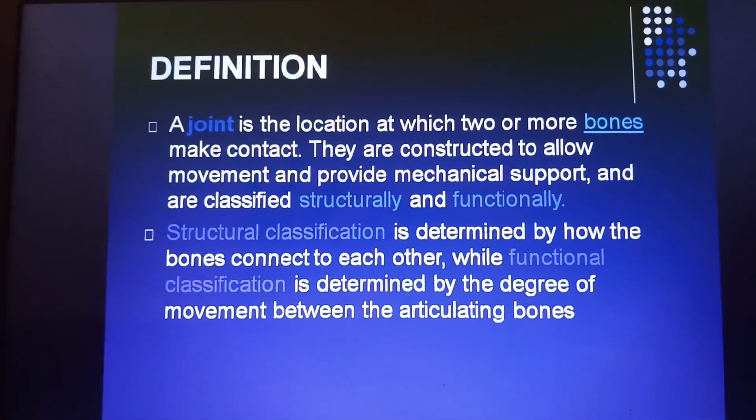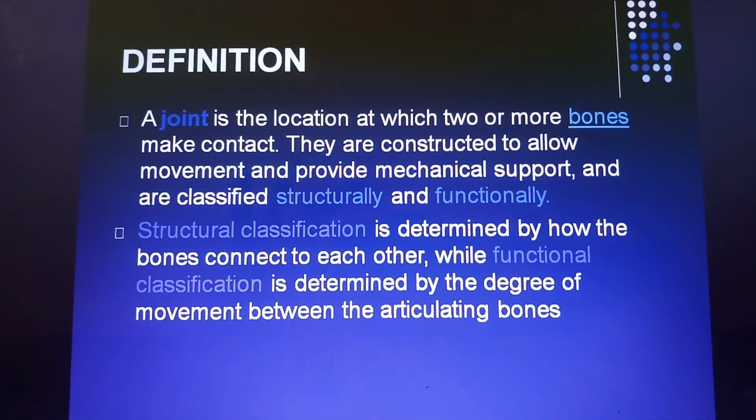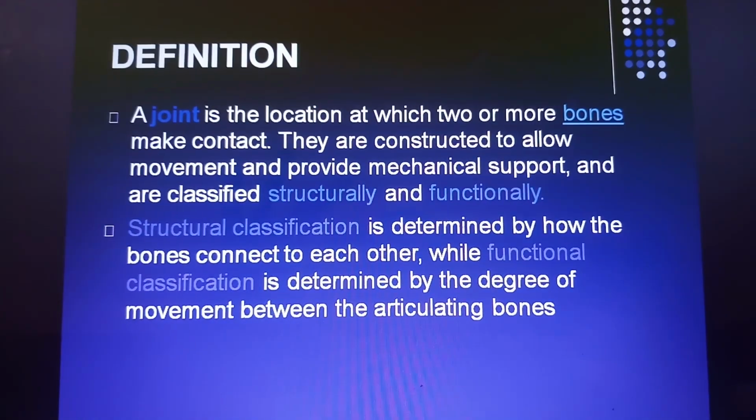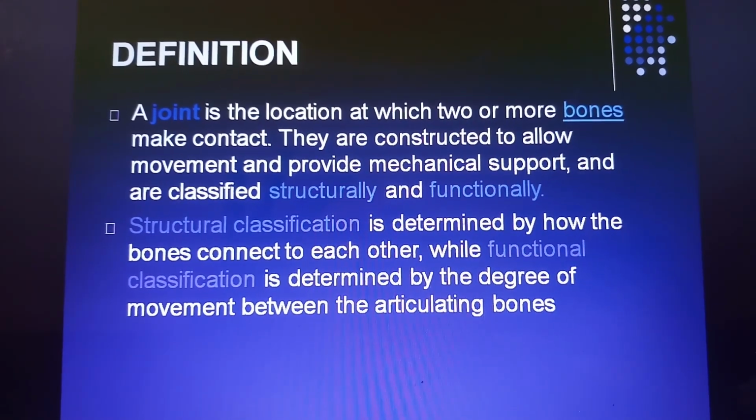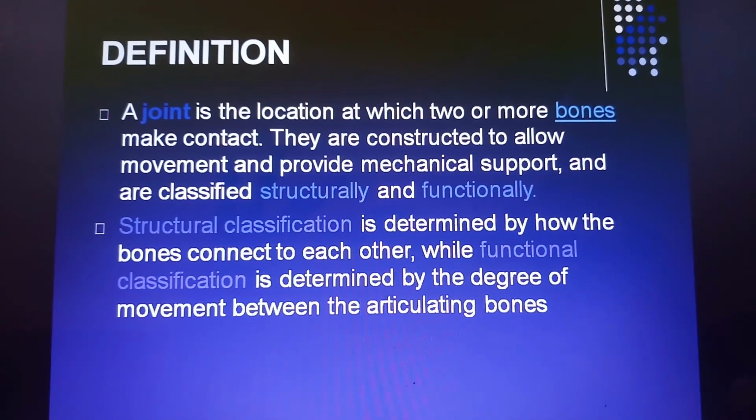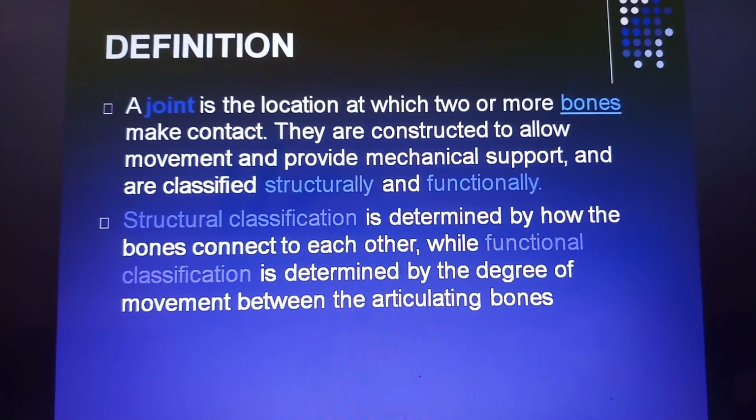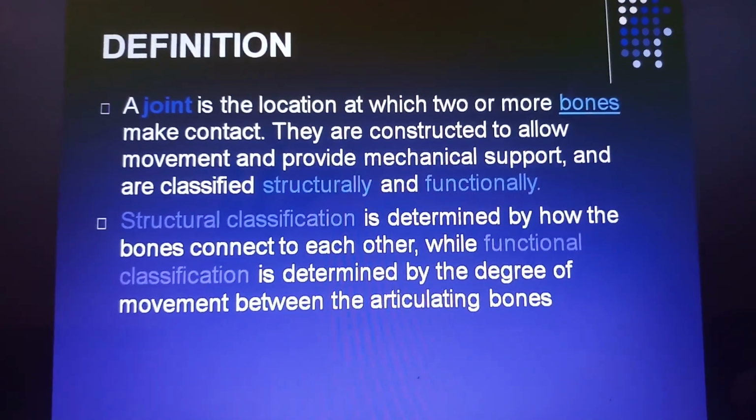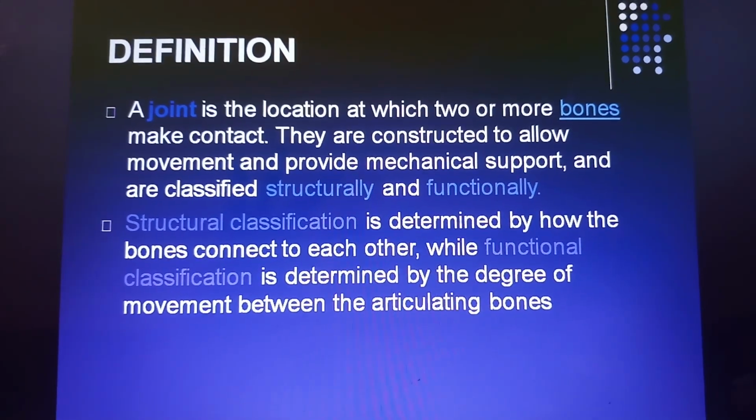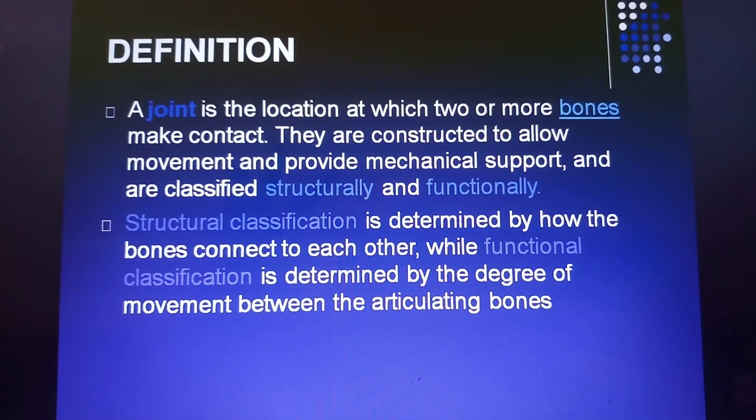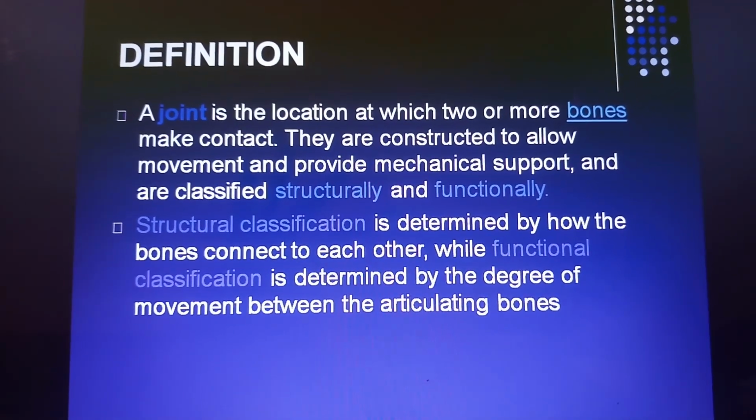Again, we will discuss its definition. A joint is the location at which two or more bones make contact. They are constructed to allow movement and provide mechanical support, and are classified structurally and functionally. So, we discussed its definition. You should know wherever two or more bones meet, there will be the formation of a joint. Then we discussed its movement, and it also provides mechanical support.